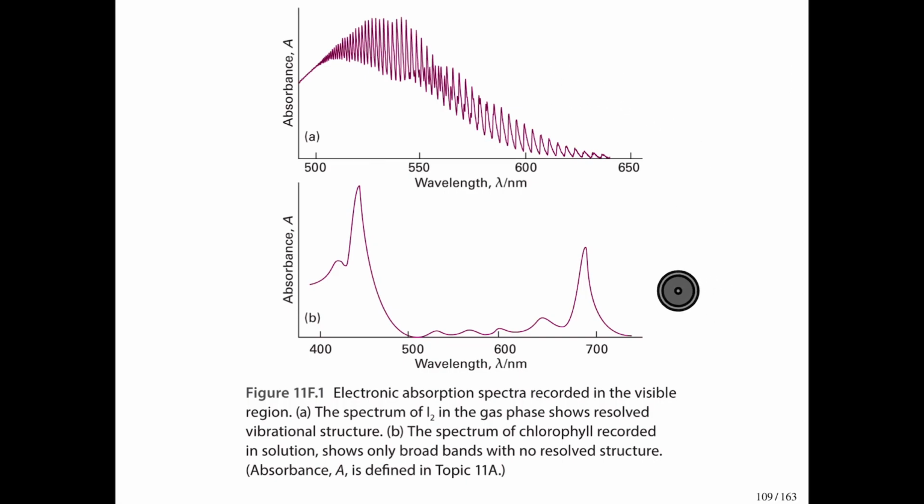The example below would be a solution of chlorophyll. I'm not sure what the solvent is, but you can see that there's not nearly the same amount of detail in this spectrum. The peaks are broader. They're more or less featureless, although there are a number of peaks. Perhaps this is a vibrational feature here. Maybe this one as well. I'm not exactly sure, but you get the idea. When you go to the condensed phase, you lose resolution due to broadening.